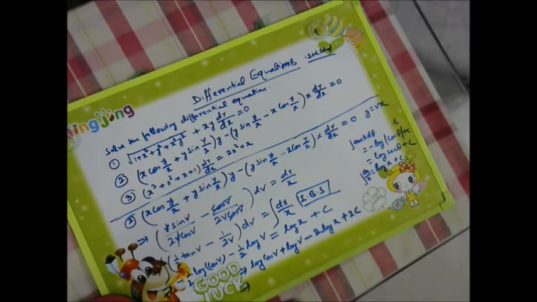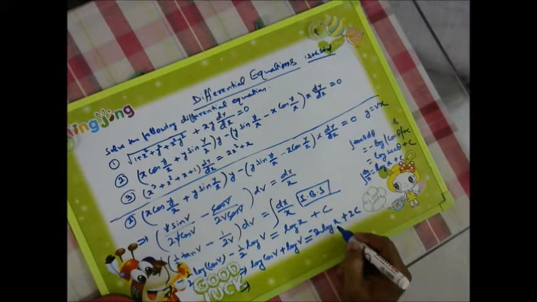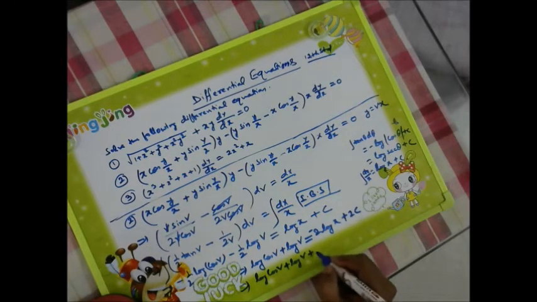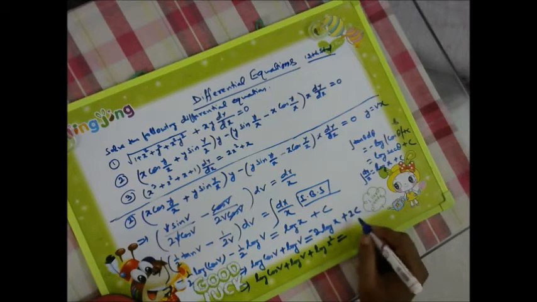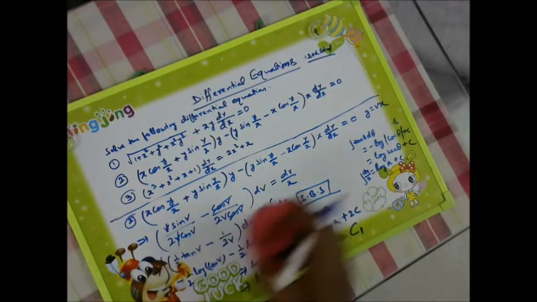Okay, and further here it is minus 2 log x. So if it will become minus, so here it is equal to minus, right? And we'll bring this side. So this 2 log x can be written as log x square. So we can write as log cos v plus log v plus log x square is equal to, let us take 1c as c1, one constant only. Okay, right. So let me rub this side.